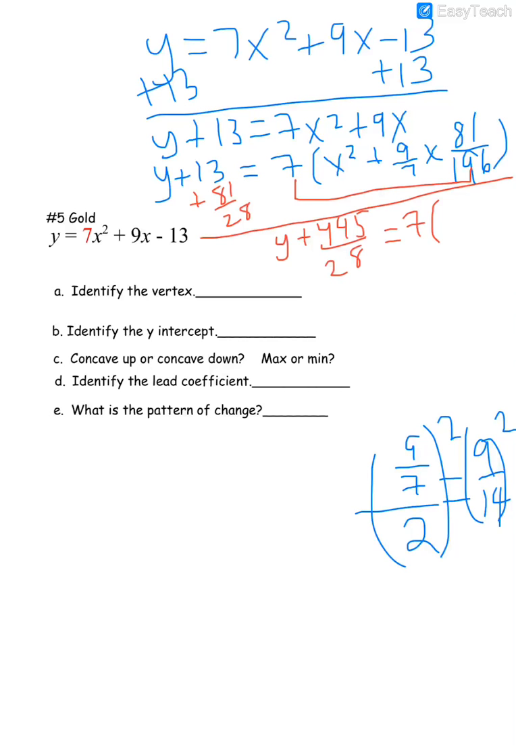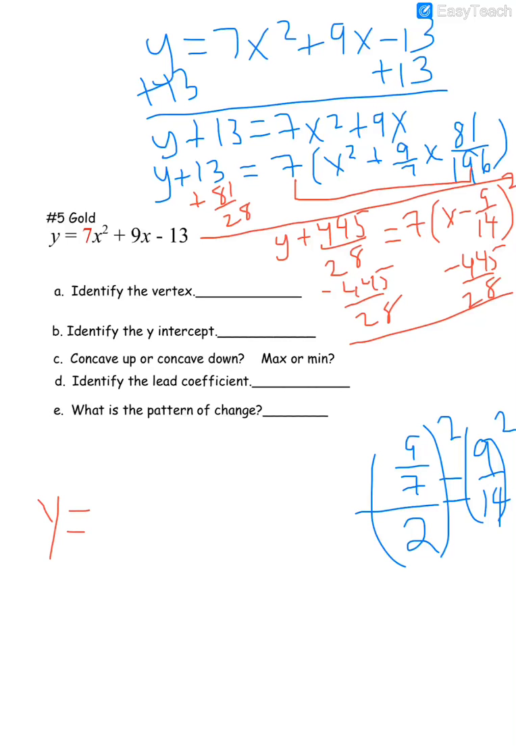So in here, when I factor this, it's basically x minus 9/14 squared, because it's whatever this b thing was. So then I'm going to subtract 445/28 from each side. This is ugly. And I'm going to write my final answer down here. I'm going to write y equals 7 x minus 9/14 squared minus 445/28. Ugh, ugly.